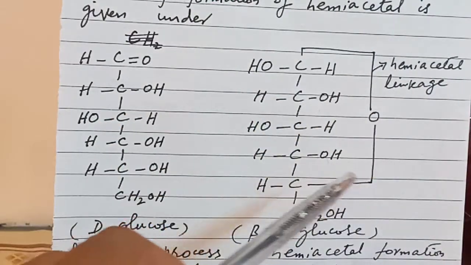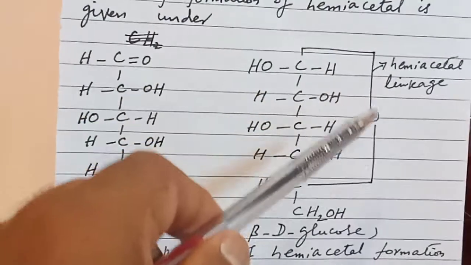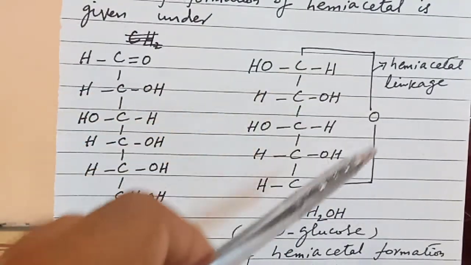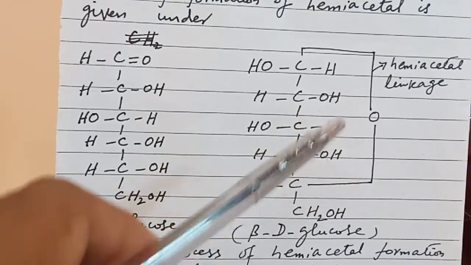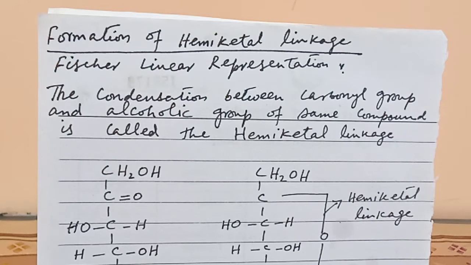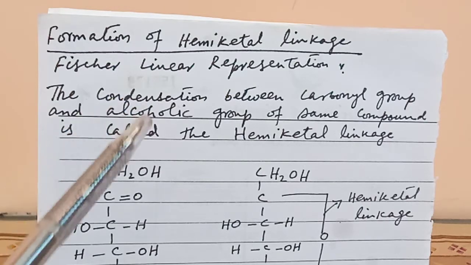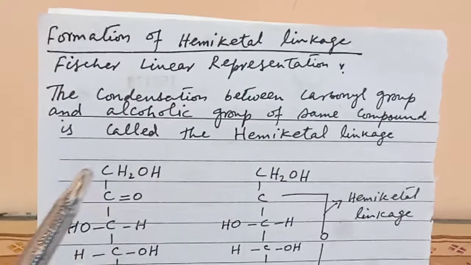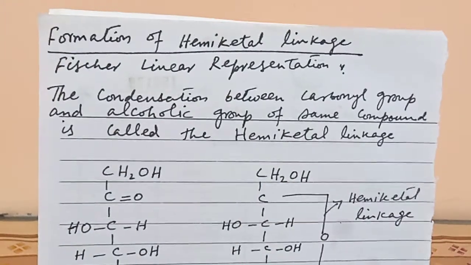ये जो यहाँ पर है ये क्या है, ये लिंकेज है, ये कोवेलेंट बॉन्ड है, ये जो कार्बन 5 और कार्बन नंबर 1 के दरमियान में बना है। इस तरह से ये चीज़ कहलाती है हेमिएसिटल लिंकेज। Now students, I am starting the formation of hemiketal linkage, Fisher linear representation. So here is the example, the fructose sugar molecule. The condensation reaction between carbonyl group and alcoholic group of same compound is called the hemiketal linkage.